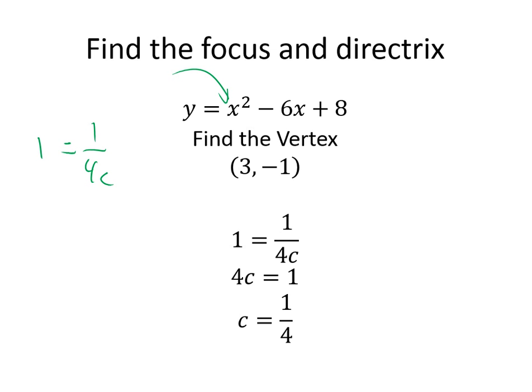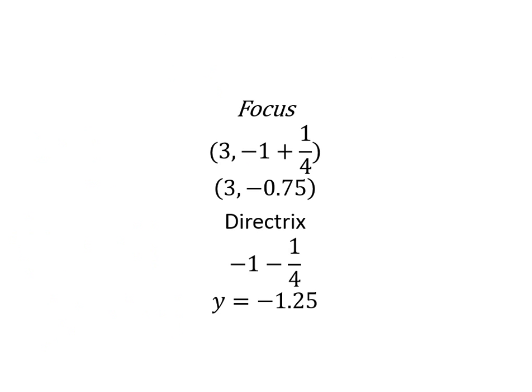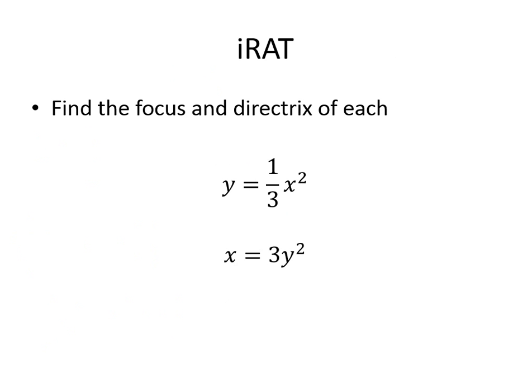So what we're going to do is that since it's y, we're changing the y value. So we're going to go (3, -1 plus 1/4). That's going to be where our focus is. And then our directrix will be y equals negative 1 minus 1/4. And when we solve those, we see here our focus is at (3, -3/4), and our directrix is at y equals negative 1.25. So again, it's just plugging in and solving everything.